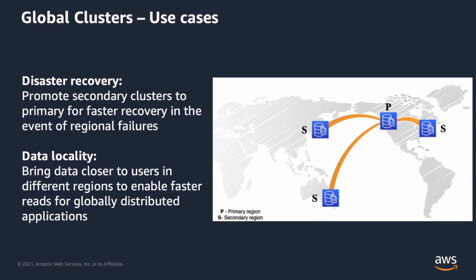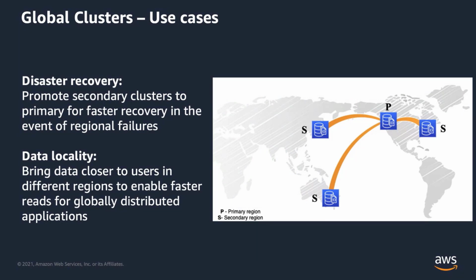And I'll show that to you in a bit here in a demo. And this promotion process typically takes less than a minute. So you should, again, this is when an AWS region failover happens. If and when it happens, you can typically failover in less than a minute for faster recovery.